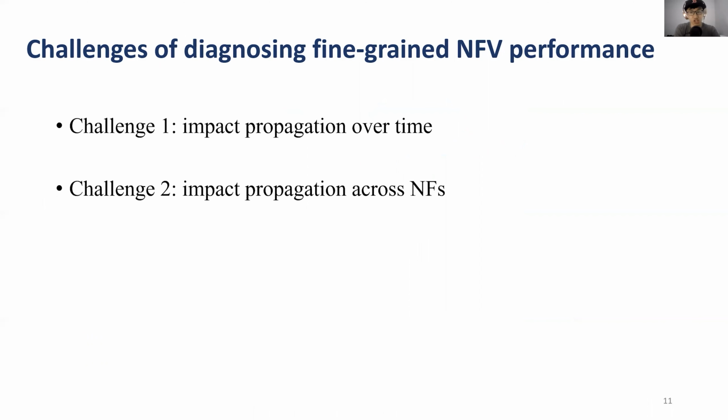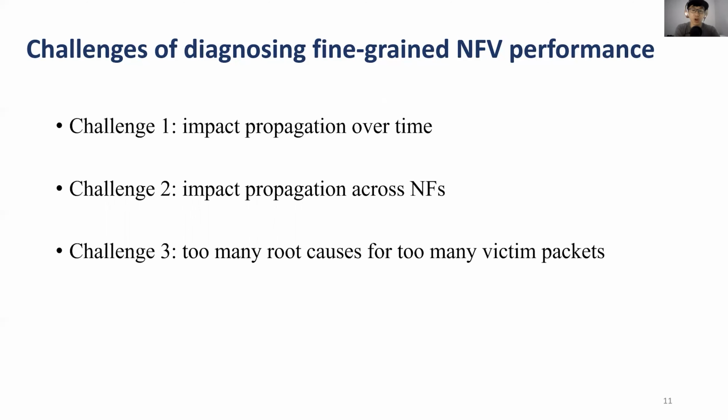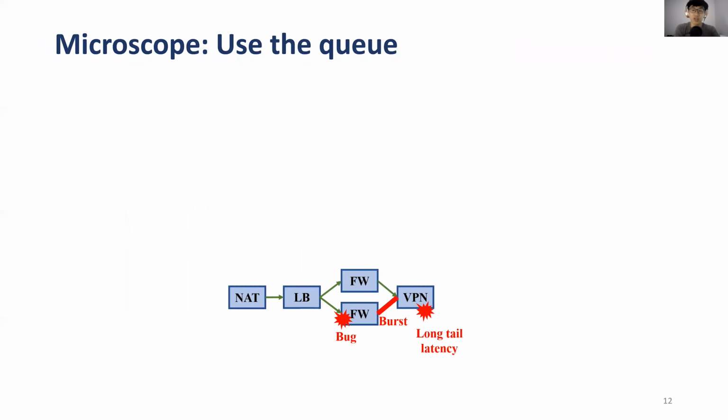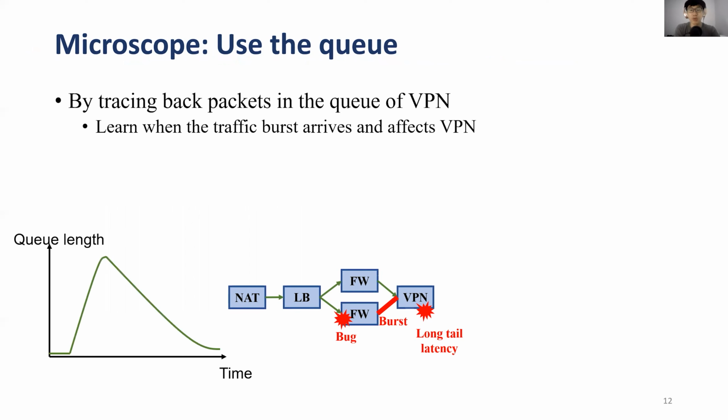In summary, we found that the impact of problems could propagate over time and across different network functions. Besides, another challenge is the large amount of root causes and victim packets, which is hard for operators to focus on. The key insight of our system Microscope is that the queue can reveal all the propagations.